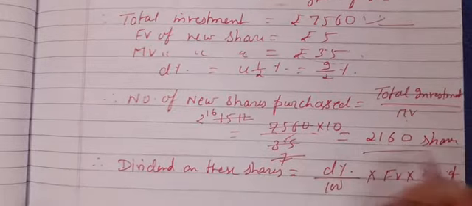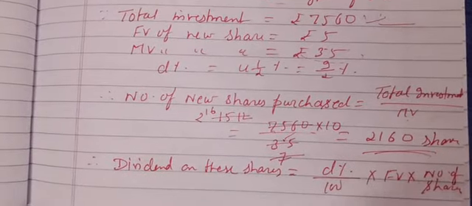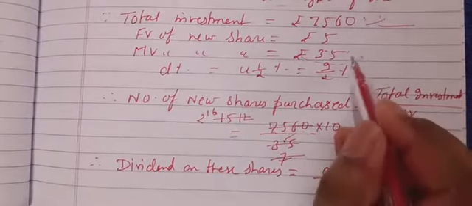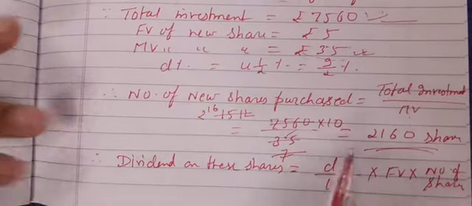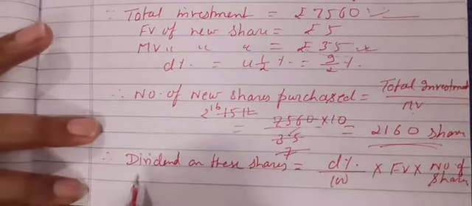He bought 2160 shares of cost 3 rupees 50 paise. Okay, now what was his profit? So again we did, this was the first dividend and here is the second dividend.